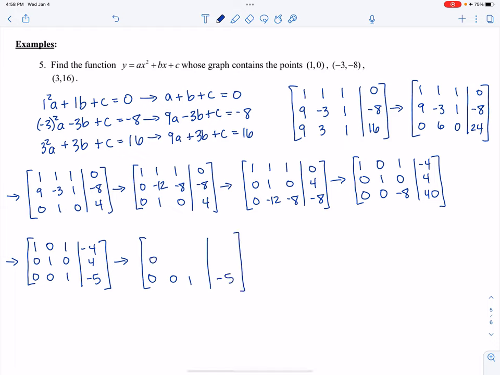All right, 0, 1, 0, 4. So -1 plus 1 is 0. 5 minus 4 is 1. This tells us a is 1, b is 4, c is -5. So our equation is y equals x squared plus 4x minus 5.